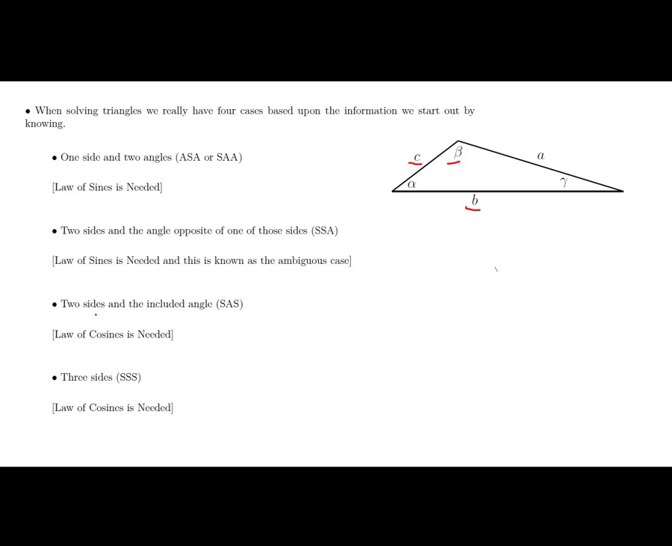But if you know two sides and the angle that's between them, so just using a different color, if I know these two and the angle between them, then law of cosines is what we want to use. That's what we had in the very first problem with the airplanes and figuring out how far apart they were. Then we use the law of cosines. And then if we know all three sides, then also you need to use the law of cosines.